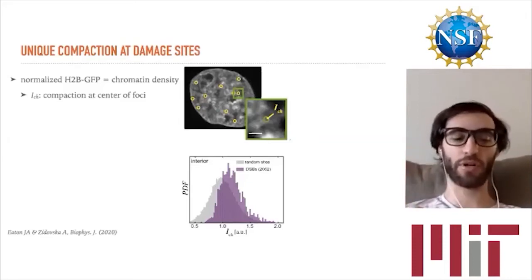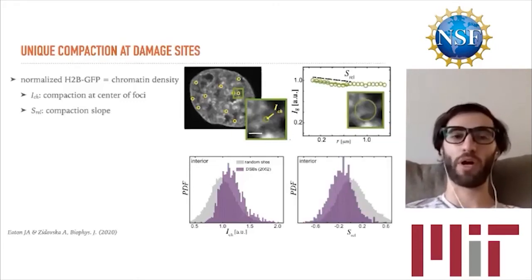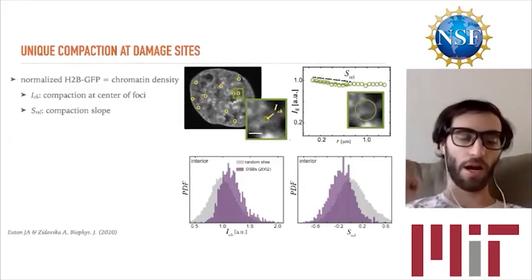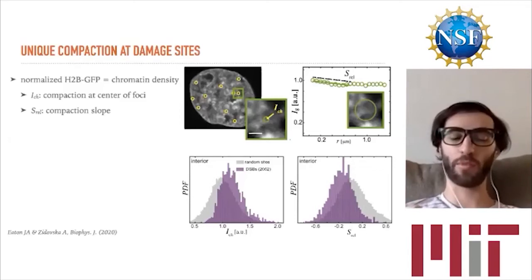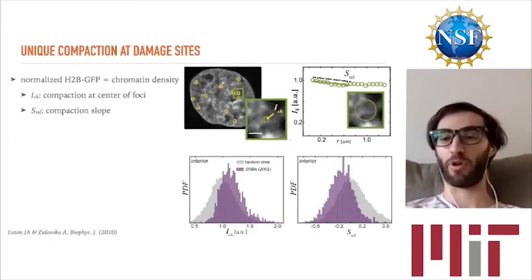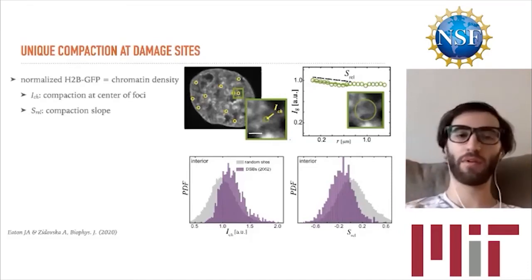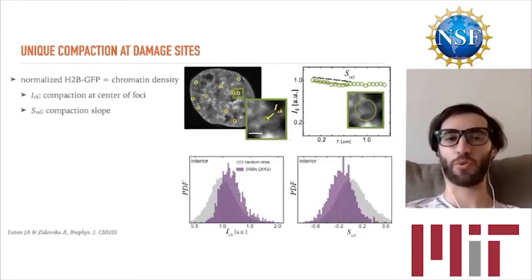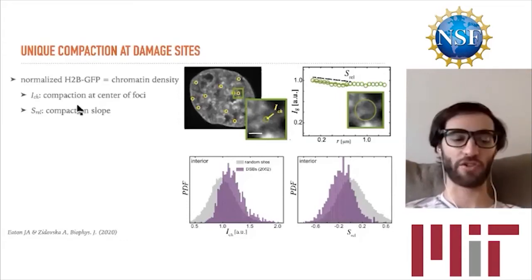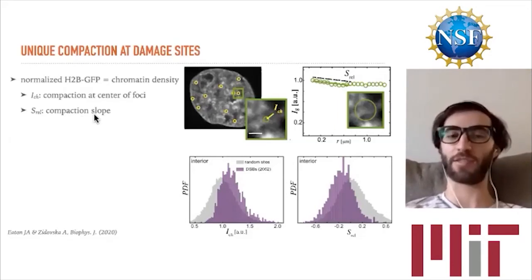The other measure that we have for chromatin looks at how the chromatin compaction changes as one moves radially away from the break site, which we call SREL, and that's sort of the slope of the compaction. And again, we see a similar story. Chromatin becomes less compacted as one moves away from a particular break site. And this is similar to the situation where we have higher chromatin compaction at the break site. And we hypothesize that this is because chromatin locally compacts as part of the repair process.